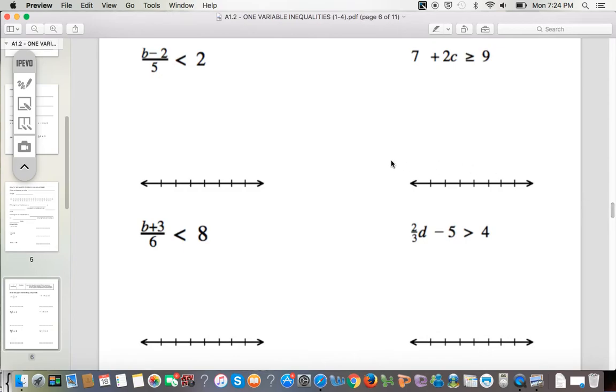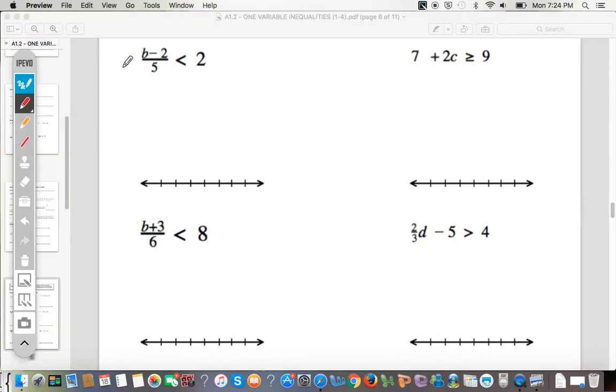Okay, here we go. Having trouble over here. So b minus 2 divided by 5 is less than 2, so I'll multiply by 5 on both sides. 5's cancel, so I have b minus 2 is less than 10. I'll draw my t. I'll add 2 on both sides. So I'm left with b is less than 12.